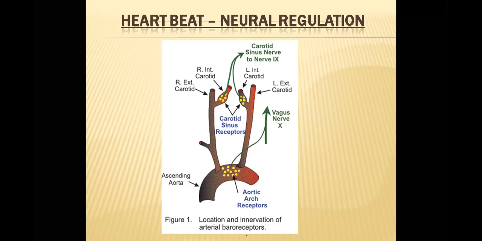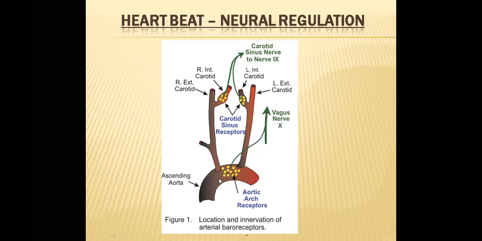When the blood pressure is low, then what happens? The brain will receive that information through the vagus nerve and through the ninth nerve. Through the sympathetic nervous system, it will send signals to the AV node, SA node to increase the heartbeat rate, so that the decreased blood pressure will increase again.